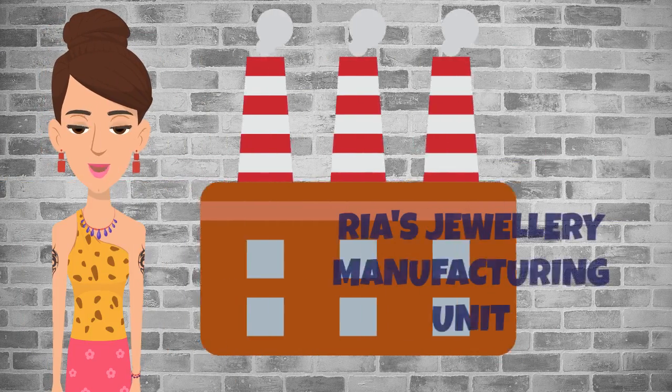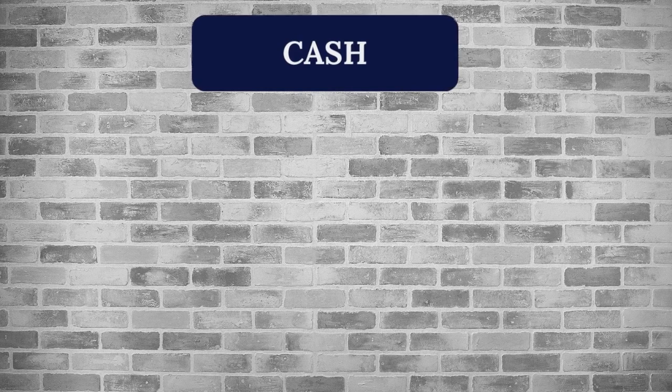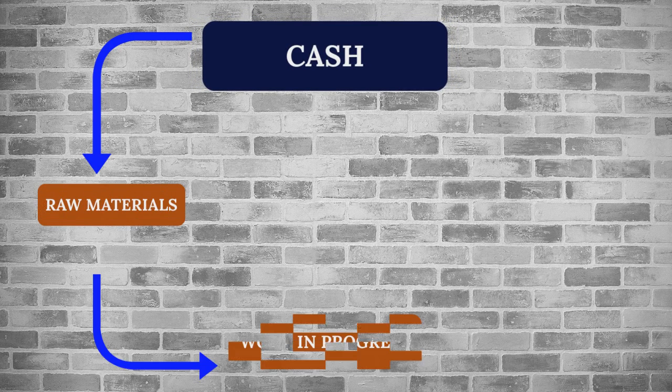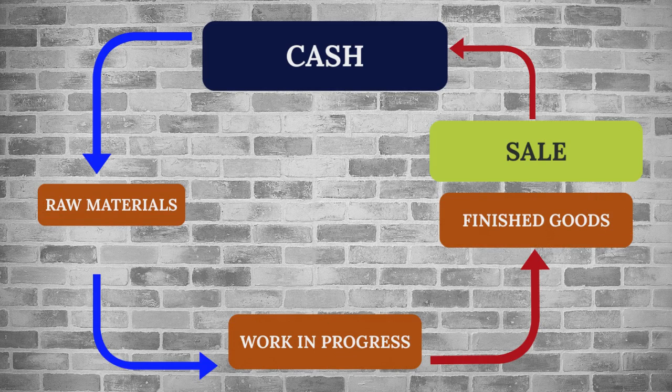Based on her previous knowledge of being a trader in antique jewelry, Priya now wants to start a manufacturing unit for making jewelry. Her cash flow model of the manufacturing unit will look like this. Using cash, she purchases raw material and does work on it, converting raw material to work in progress and eventually finished goods. She then sells the finished goods in exchange for cash. In the process of conversion of raw material to finished goods, she will incur overheads such as manufacturing cost and other selling cost.